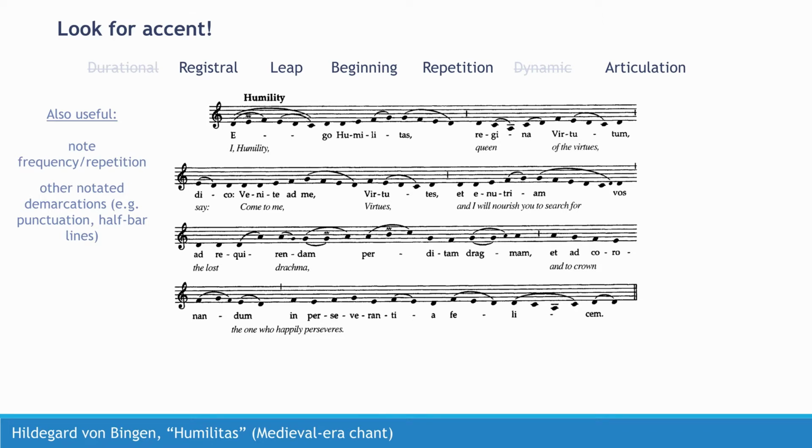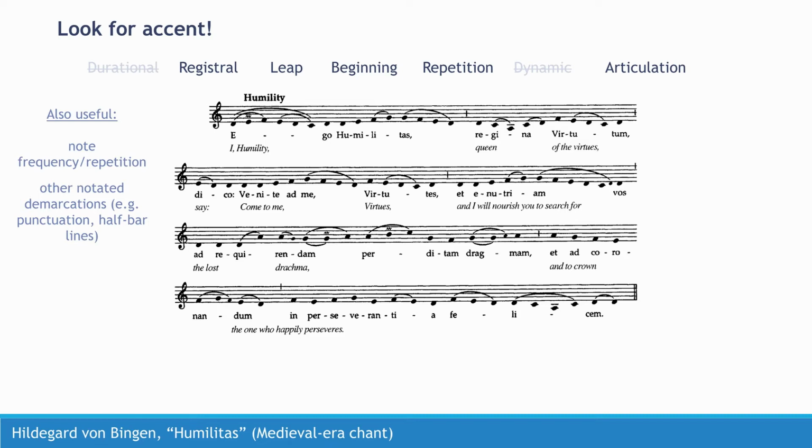Other things that will be useful for us to look for in this example are note frequency or repetition. This particular time period of repertoire didn't really focus on motivic repetition in the same way that modern music does. So instead of looking for patterns that get repeated, we're going to look for frequency of note that gets repeated.